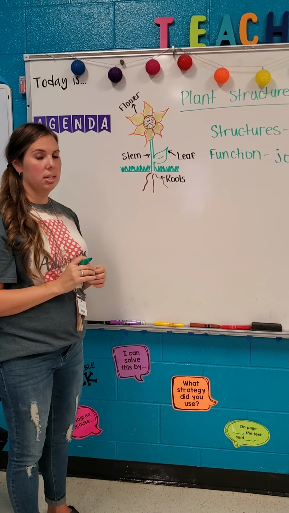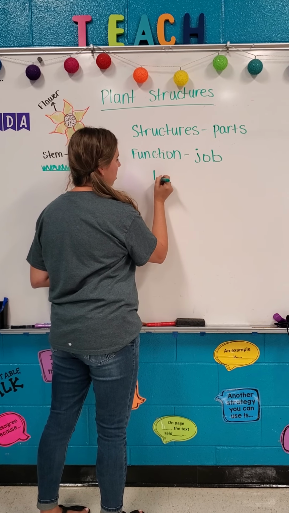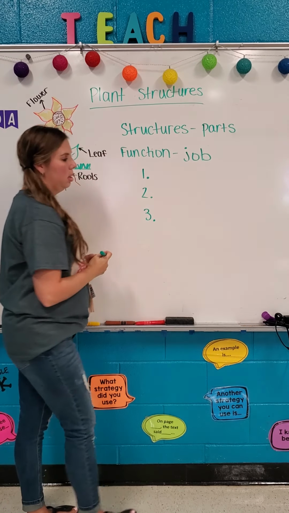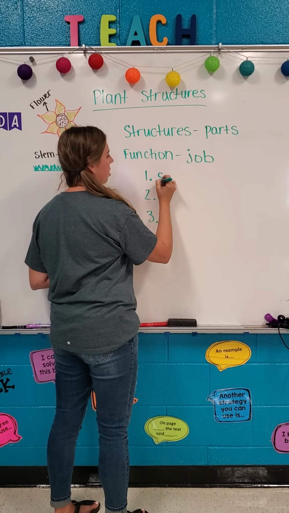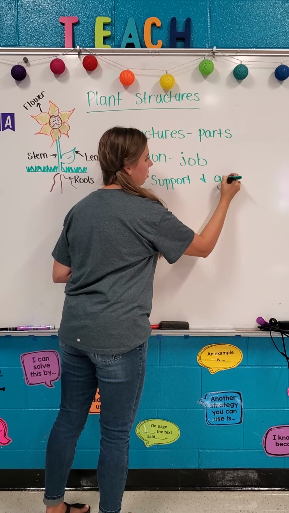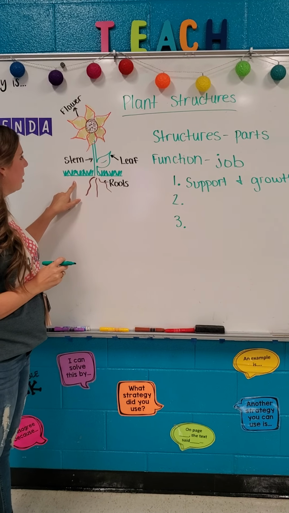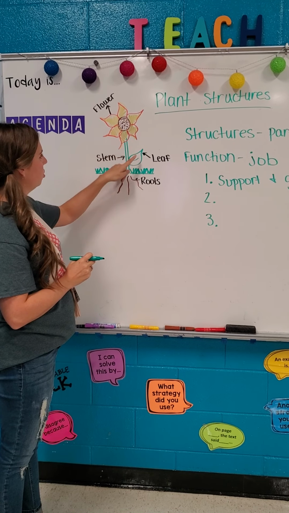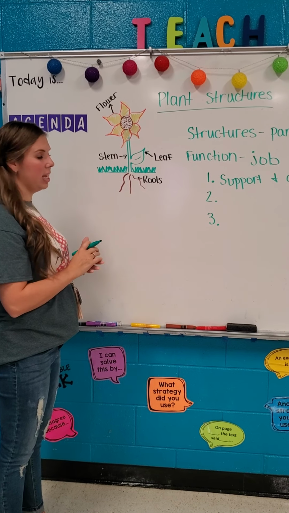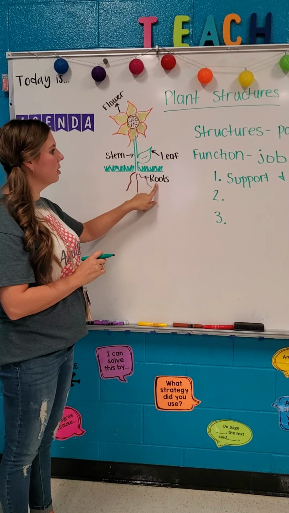Every structure on a plant serves one of 3 functions. And so the main 3 functions that we're going to get into over the next few weeks are first, support, and growth. So I want you to look back at your diagram or look at mine and think about which one of these structures provides support. So what holds the plant up? What holds it in place? If you said the stem and the roots, you're right.